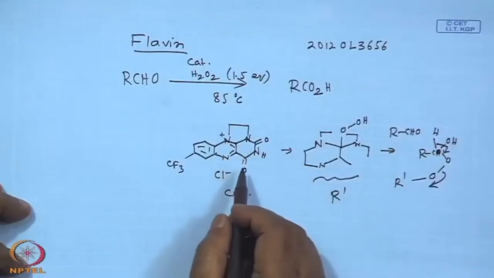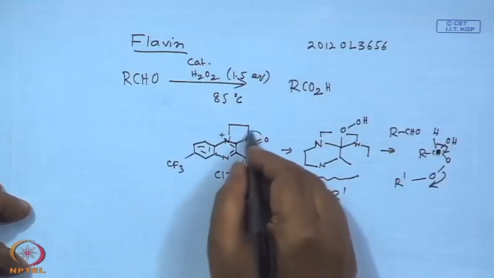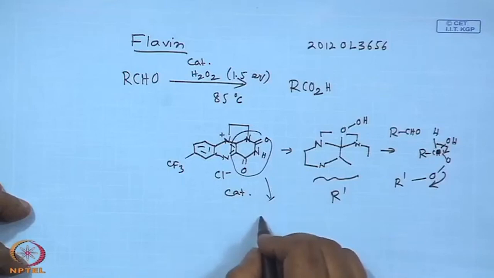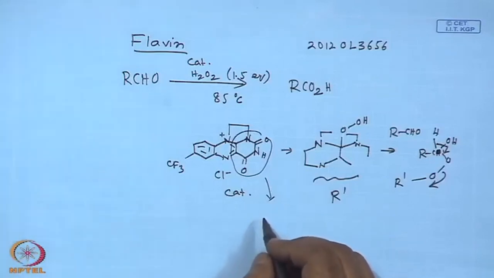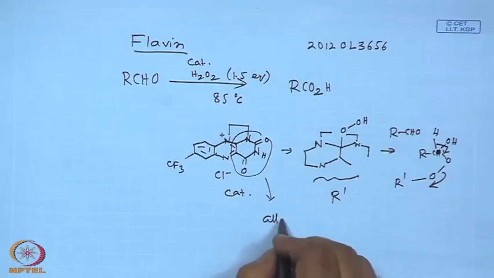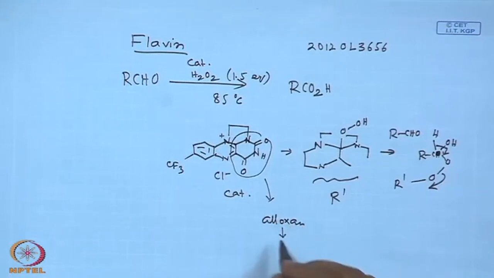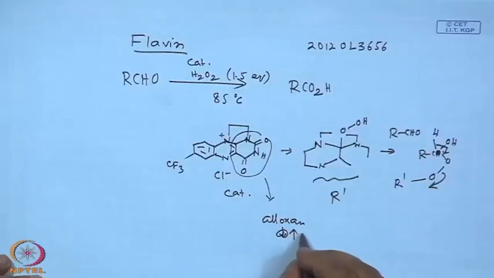And how to make it? You start from alloxan. Actually, this portion comes from alloxan. Alloxan comes from barbituric acid. Some people say barbituric acid. What is barbituric acid? Anybody knows? How do you make it? Barbituric acid is a condensation product of diethyl malonate and urea. If you oxidize that with chromium trioxide, you will go to this compound.